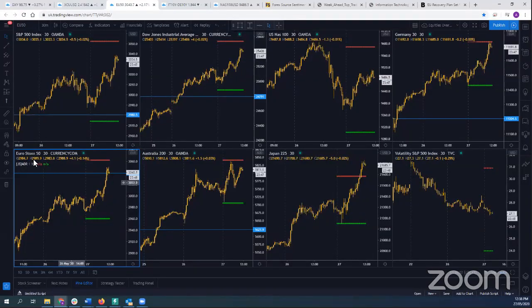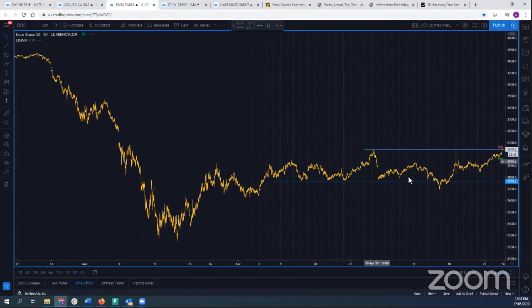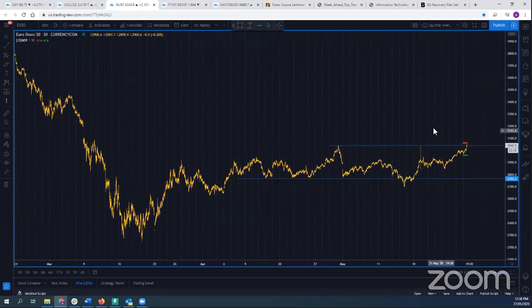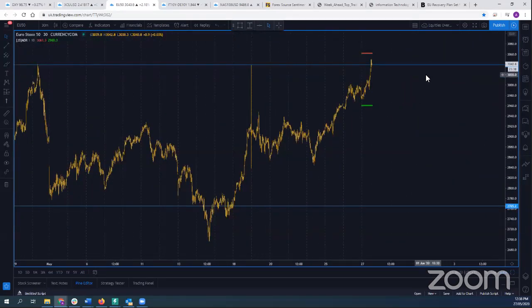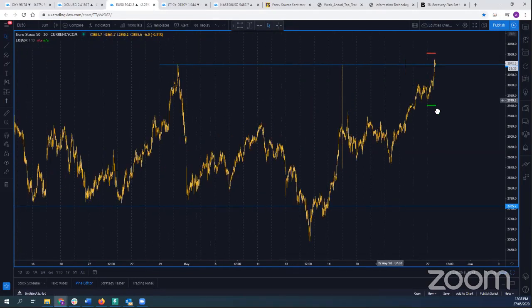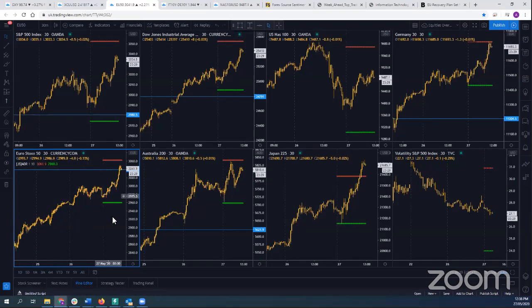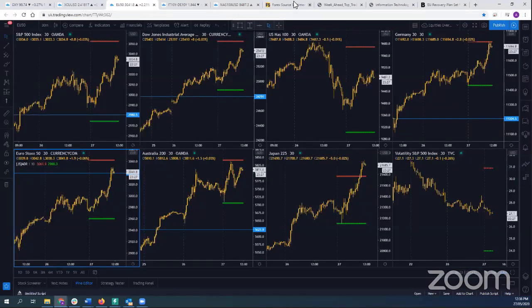Also very interesting to see that the Euro Stoxx 50 has now joined the party of most of the global indexes, also breaking out of that most recent range price action that we've seen, currently trading very close to that 30-40 resistance area, which is a key level for the Euro Stoxx 50 in today's session on the back of that news.